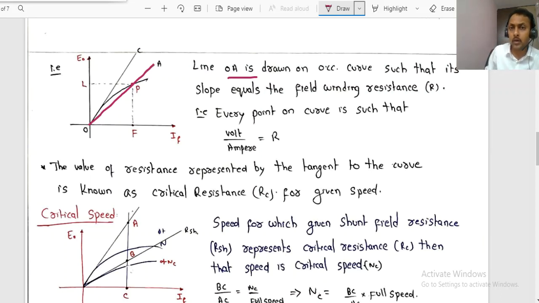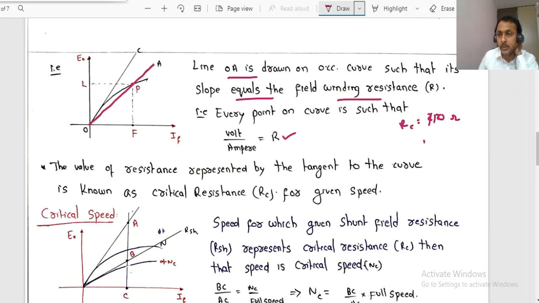Now the slope of this line OA equals the field winding resistance. How do you understand that? At every point on the curve, voltage by current will give you the resistance value R. For example, if the critical field resistance RC is around 110 ohms, then indirectly tan theta equals 110. Now you can calculate theta: theta equals tan inverse of 110.